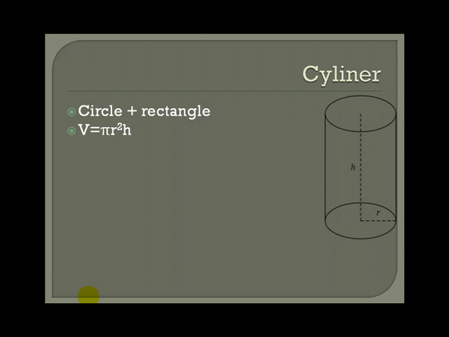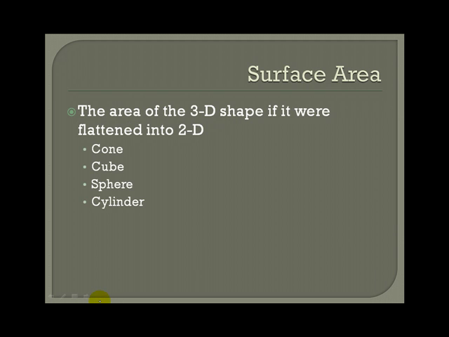For a cylinder, which is a circle wrapped in a rectangle, your volume is going to be pi times the radius of the circle squared times the height, because essentially this is the volume of the area of the circle plus the area of the rectangle in 3 dimensions.